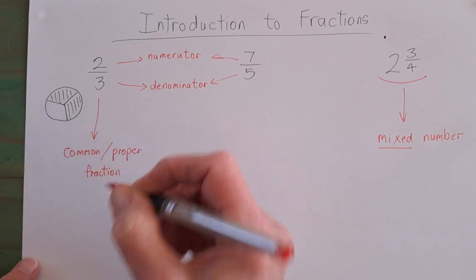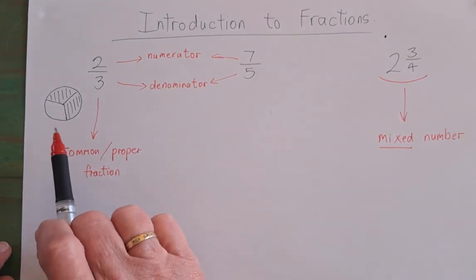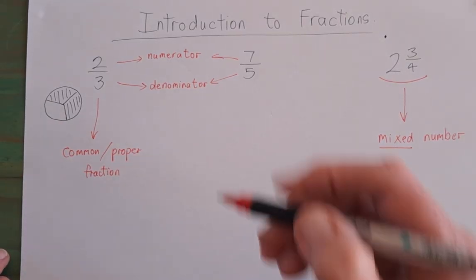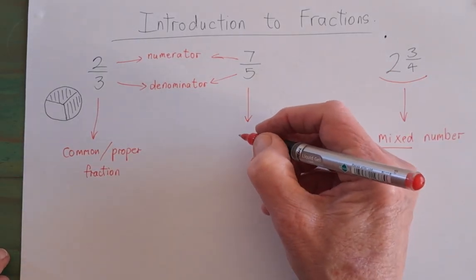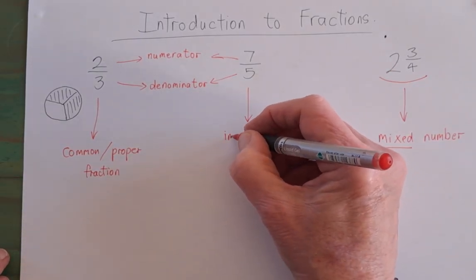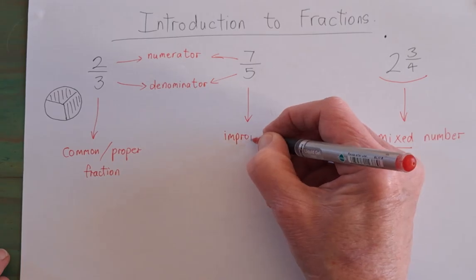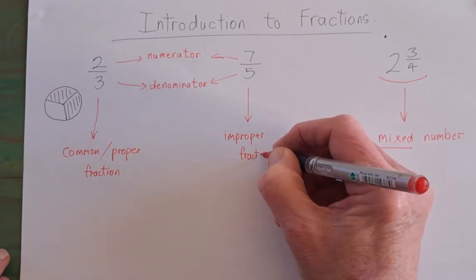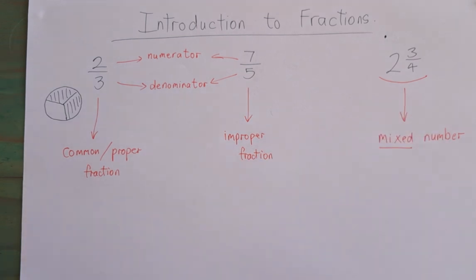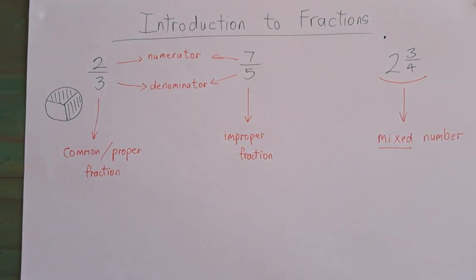And remember, that one represents part of a whole, less than a whole. This one, where the numerator is larger than the denominator, is called an improper fraction, and that does not represent something less than a whole. It represents something more than one whole.